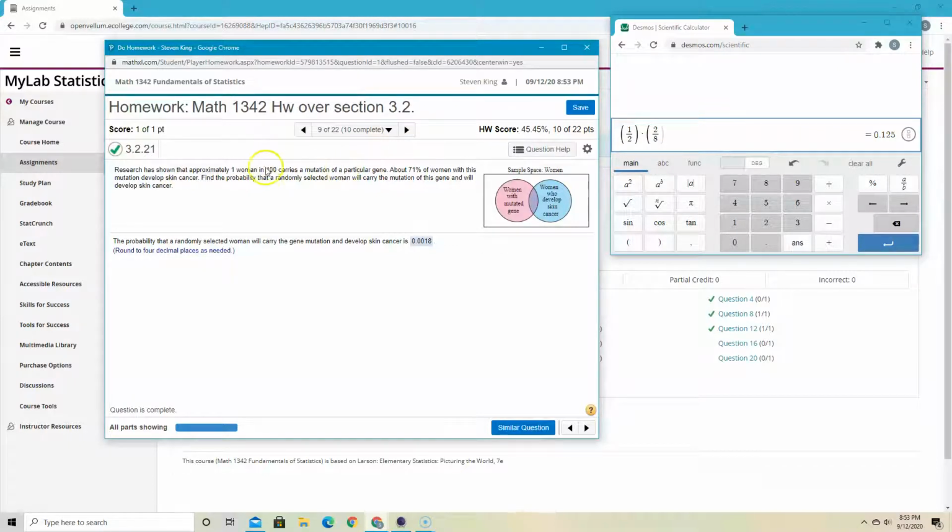So, we may think, oh, 1 in 400 is a lot, or we might think, oh, it's not a lot. 1 out of 400 have this mutated gene. Regardless of that, if a woman knows that they have this mutated gene, then the chance of them having skin cancer is 71%.